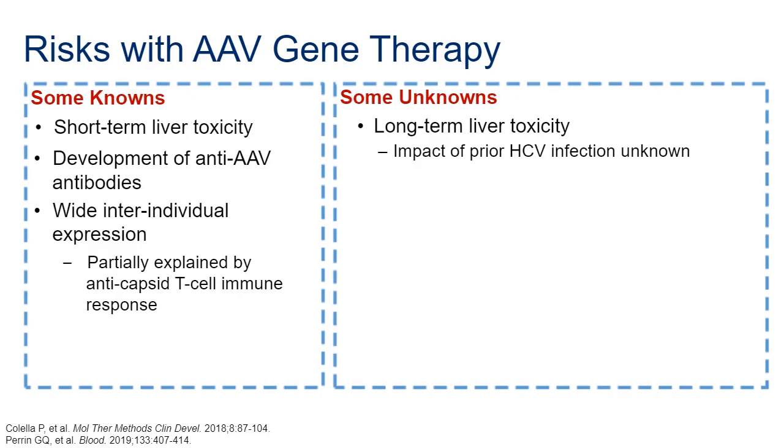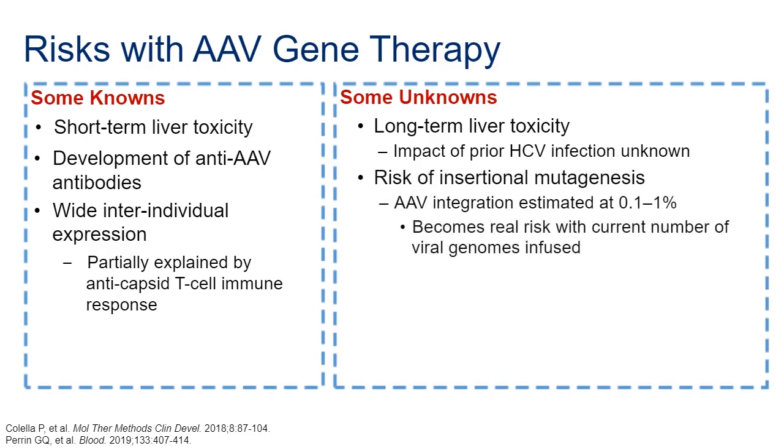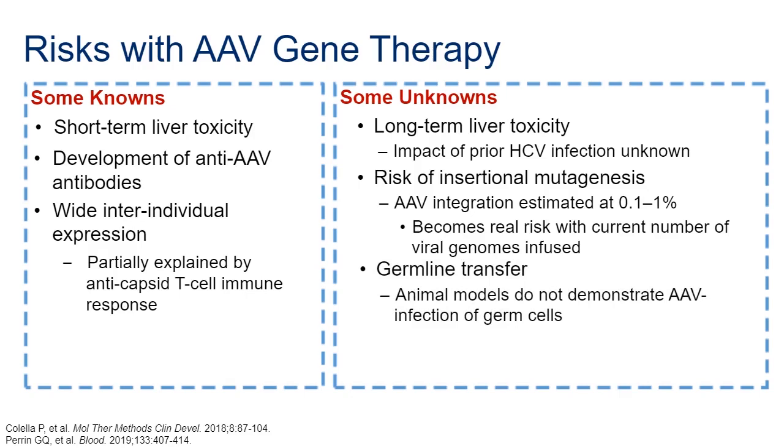AAV, as I mentioned, has a very low integration rate. However, we're giving 10 to the 13 viral genomes per kilogram, so there does become a real number. I think we can be reassured by the large number of patients who've received AAV in multiple trials for different diseases, but this is something that we will need to watch closely. There is not evidence of germline transfer. Animal models do not support it. In human studies, there is vector detected in the semen, which clears, but there's been no evidence that it is in the sperm. So that is reassuring.